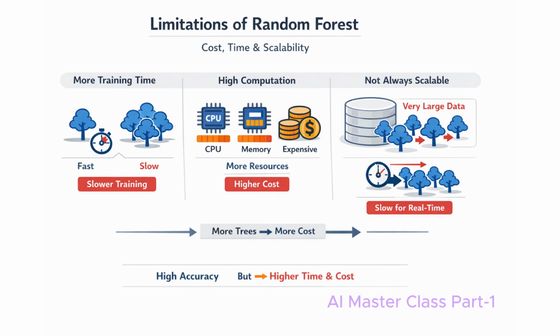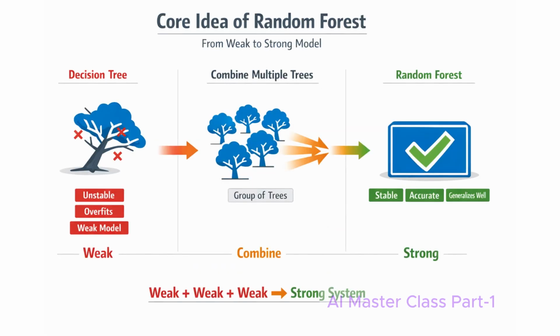Also, if the data is extremely large or requires real-time predictions, the random forest might not always be the best choice due to its complexity. So, the key idea in random forest is very simple. Random forest takes a weak and unstable model like a decision tree and makes it strong and stable by combining multiple trees together. It reduces overfitting, improves accuracy, and gives better generalization.